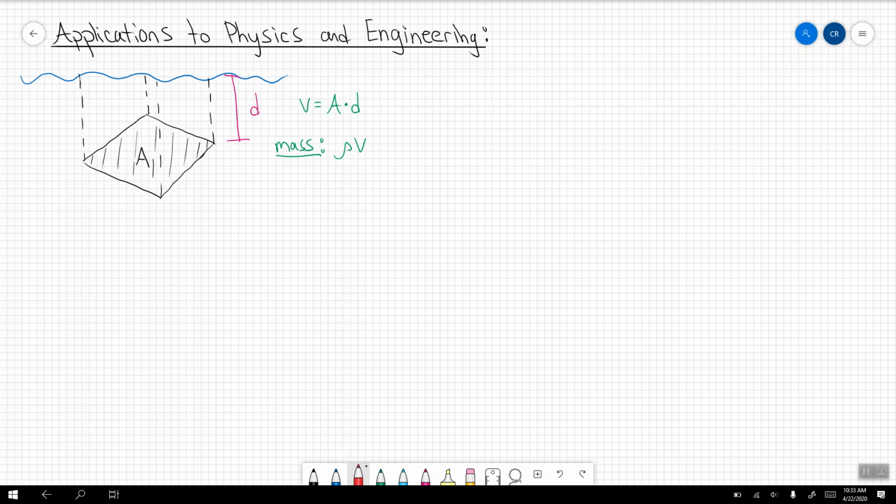Now, rho is a Greek letter, and this is going to stand for fluid density. All right. So this is going to stand for fluid density. Anytime that we're looking at fluid density, we're always going to think about rho.